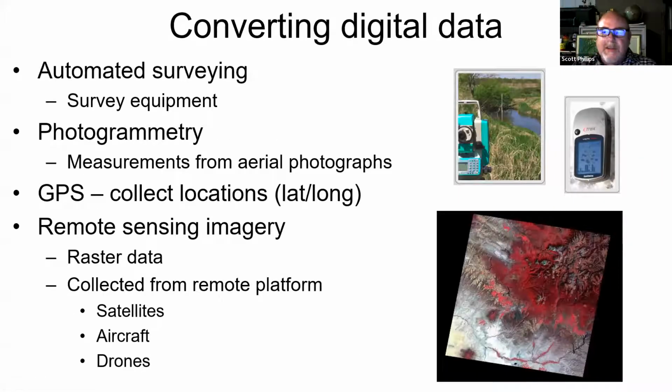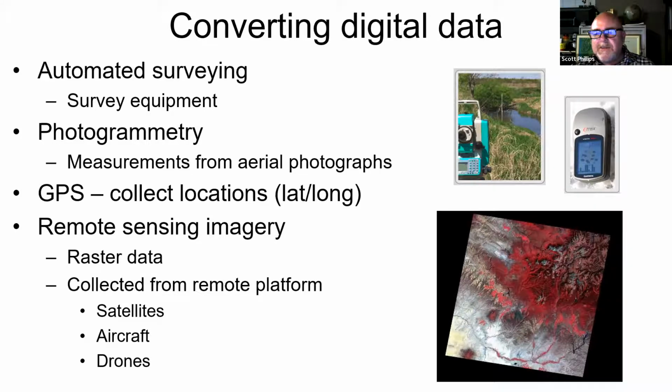All right, digital data. This can include survey equipment. We see people, with new construction, with different equipment for surveying lines. Photogrammetry is another one. This is where people take aerial photography and are able to derive different measurements.